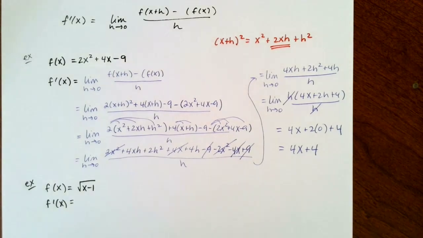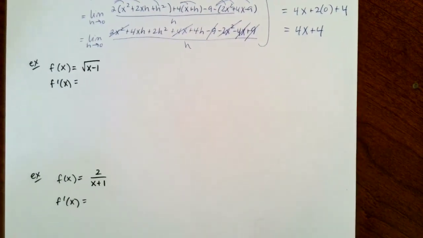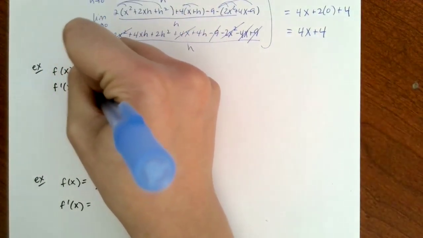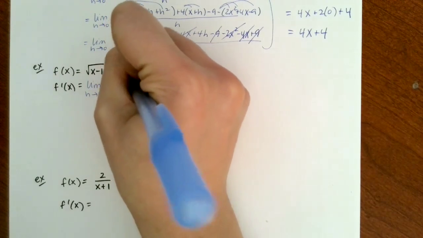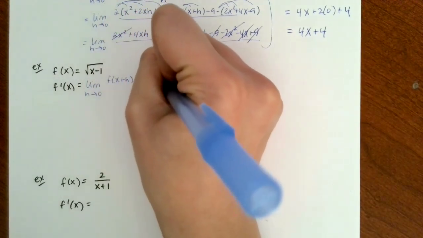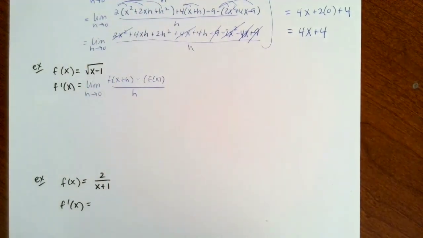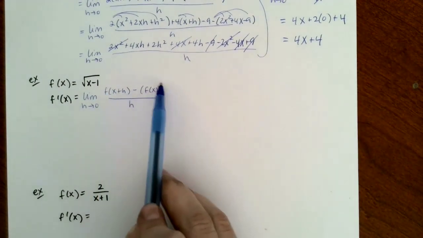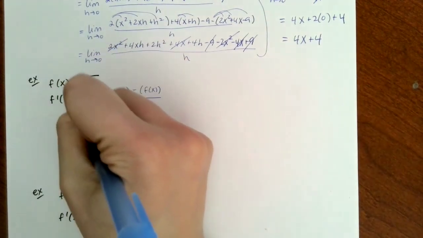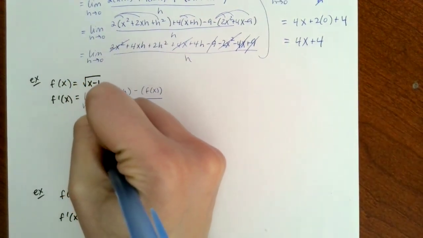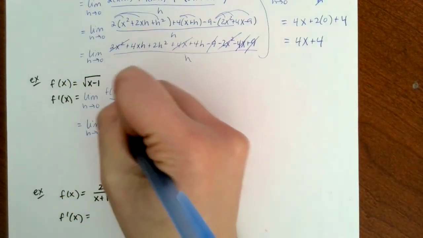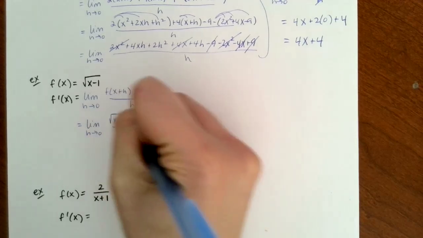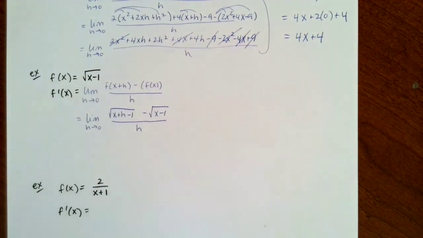All right, let's try the next function type, which is a root function. We're going to start off with the same limit definition, always h going to 0, f of x plus h minus f of x over h. And then for this function, I want to fill in the two pieces of the numerator. That's square root of x plus h minus 1 minus square root of x minus 1, all over h.